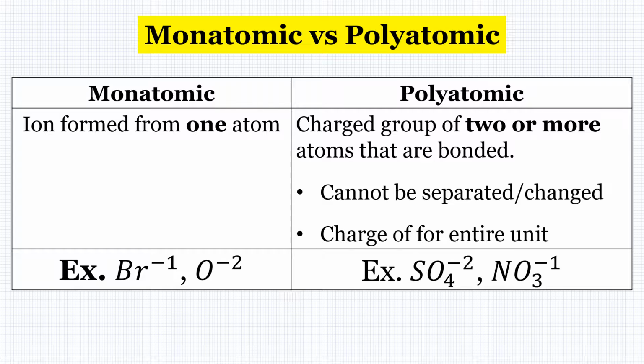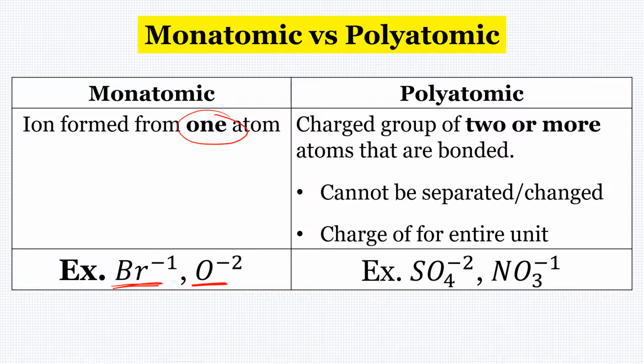So yesterday we talked about monatomic, and that's where we're forming just one atom. They're formed from one atom. So we have bromine by itself, oxygen by itself. When we add these together, it's just 1 and 1. When we talk about polyatomic ions, we're talking about groups. These can have 2 or more atoms.